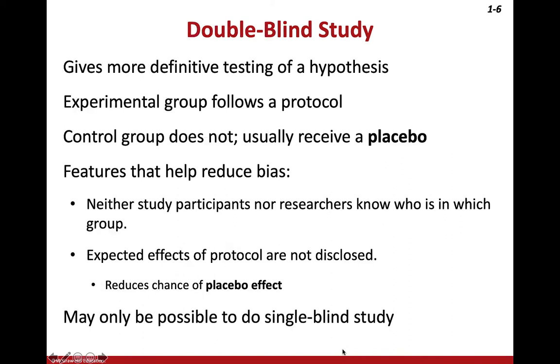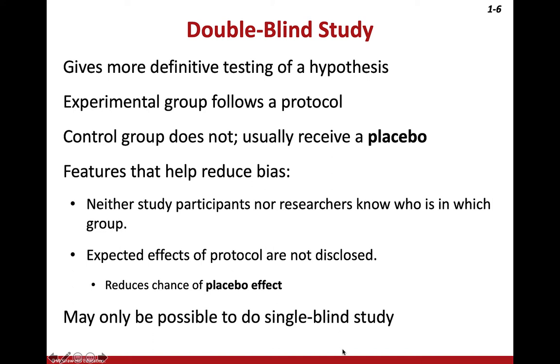Now, the gold standard is considered double blind. This is a much more rigorous type of study. The experimental group will follow a particular protocol. The control group does not. Generally, they will be receiving a placebo if we're talking about a drug trial. And one of the things that makes this such a strong design is that not only do the participants in the project not know what group they're in, the researchers don't either.